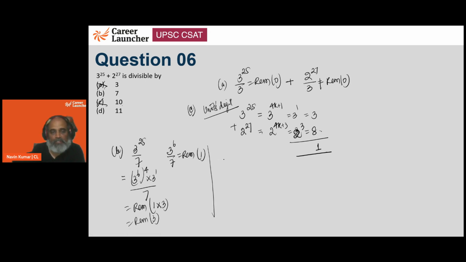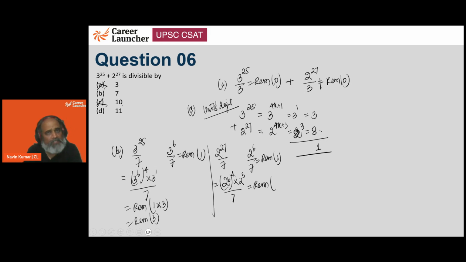Let's check the next one, 2 to the power 27. Same logic: since 7 is a prime number, 2 and 7 are co-prime, so 2 to the power 6 when divided by 7 will give us a remainder of 1. So we can break down 2 raised to 27 as 2 to the power 6 whole to the power 4 into 2 cube, divided by 7. Solving this in parts, 2 to the power 6 when divided by 7, which is basically 64 divided by 7, gives us a remainder of 1. And then 2 cubed, that is 8, divided by 7 will again give us a remainder of 1. So we get the remainder here as 1.